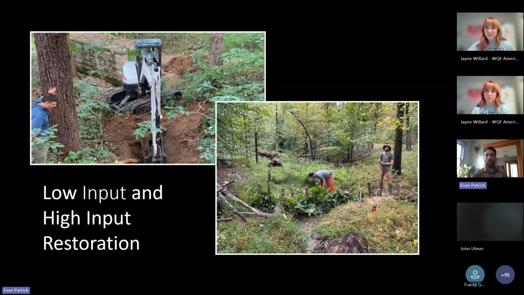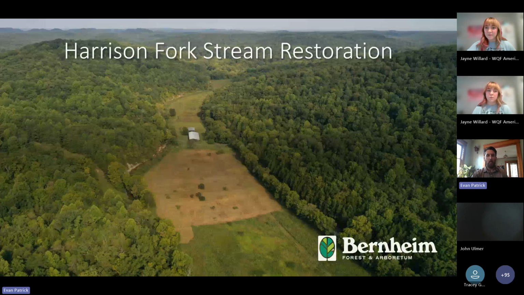So to jump into some of this high input projects, I'm going to talk a little bit about our Harrison Fork stream restoration. In this photo, this is actually another area of that Wilson Creek interior. And in this photo right here, you can see up against this hillside on the left, this is Harrison Fork.